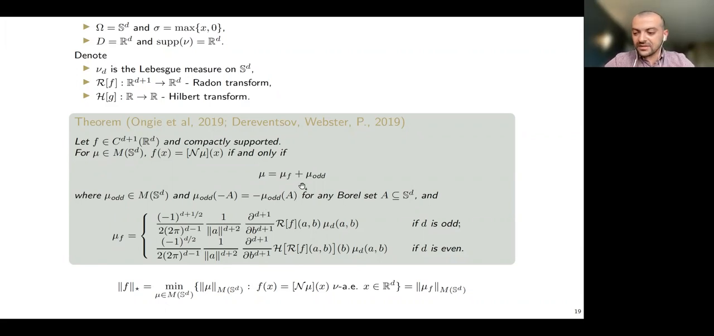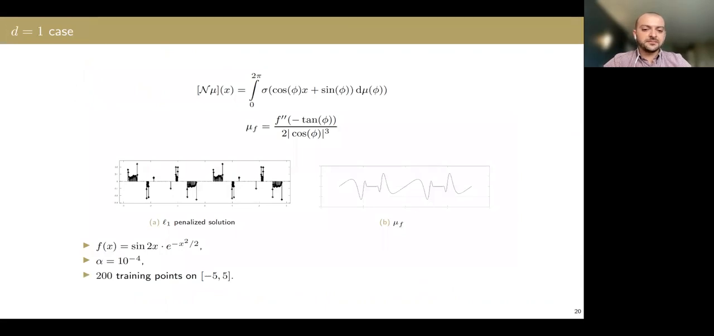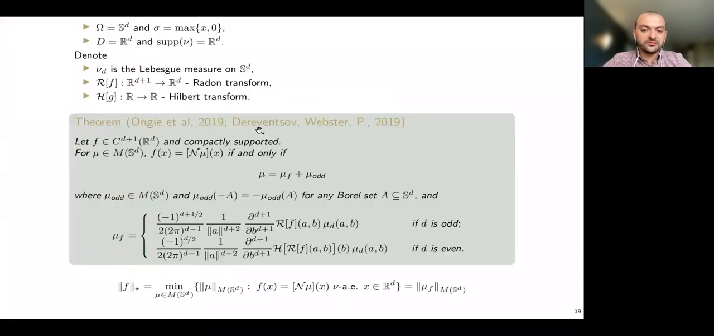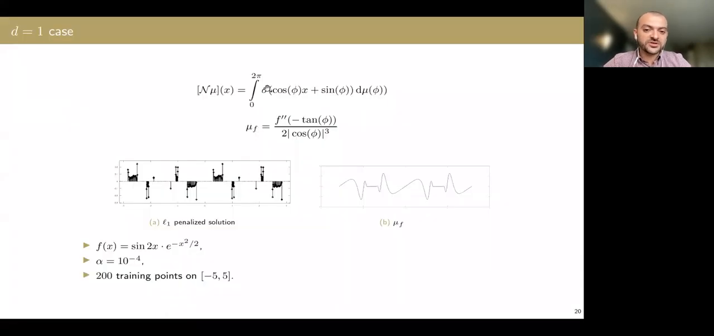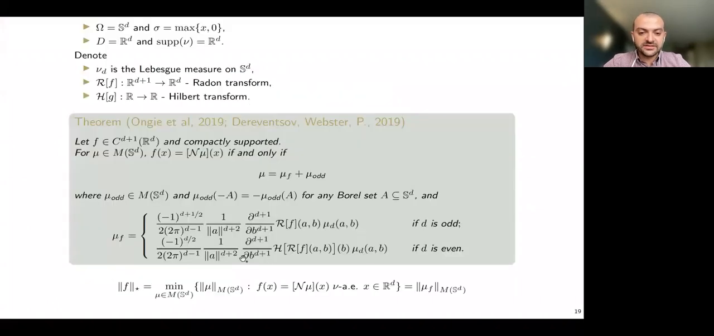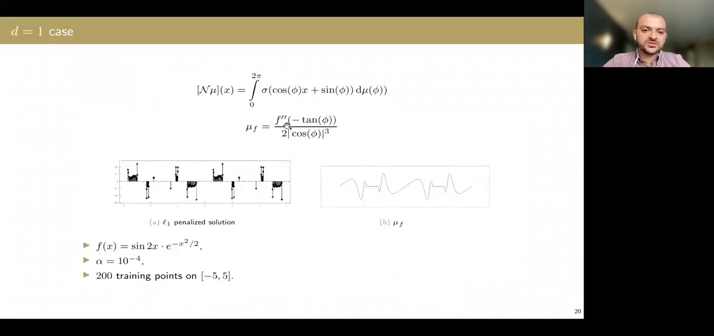Okay. I'm going to go over the rest of the section a little bit quicker. We again show you the case when d is equal to 1, a one-dimensional function, so that mu_f can be explicitly computed. This formula is actually very easy to compute in the one-dimensional case. In the one-dimensional case, the network can be written as the integral of sigma(cos phi x plus sin phi) d mu(phi).